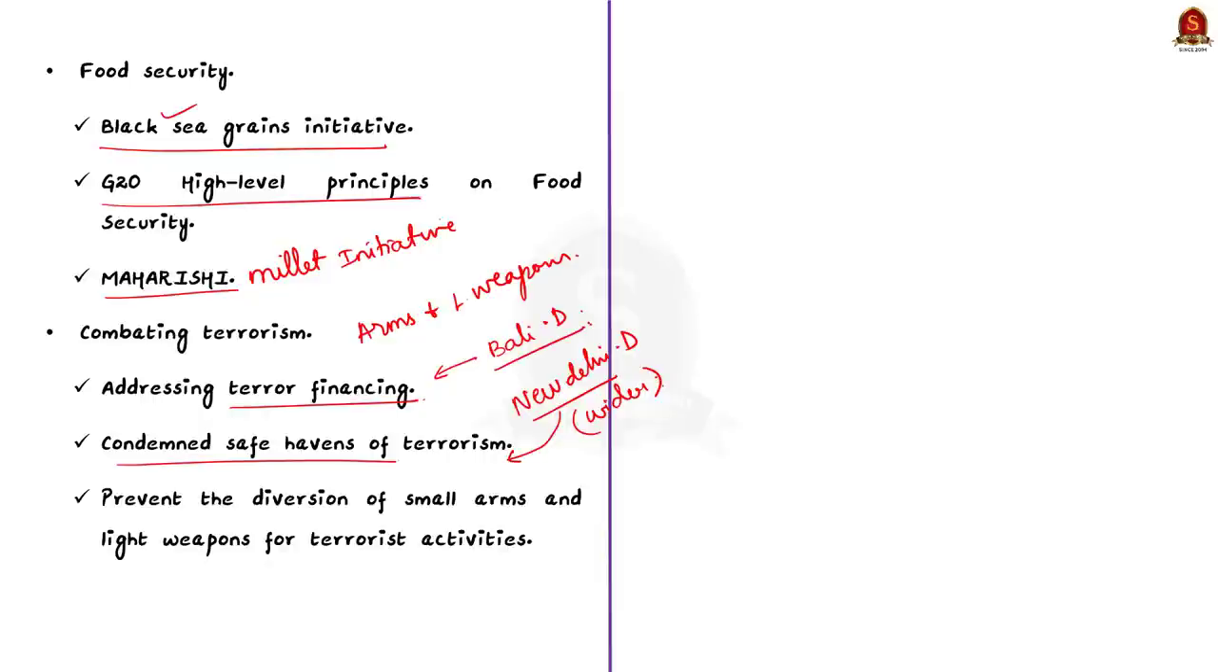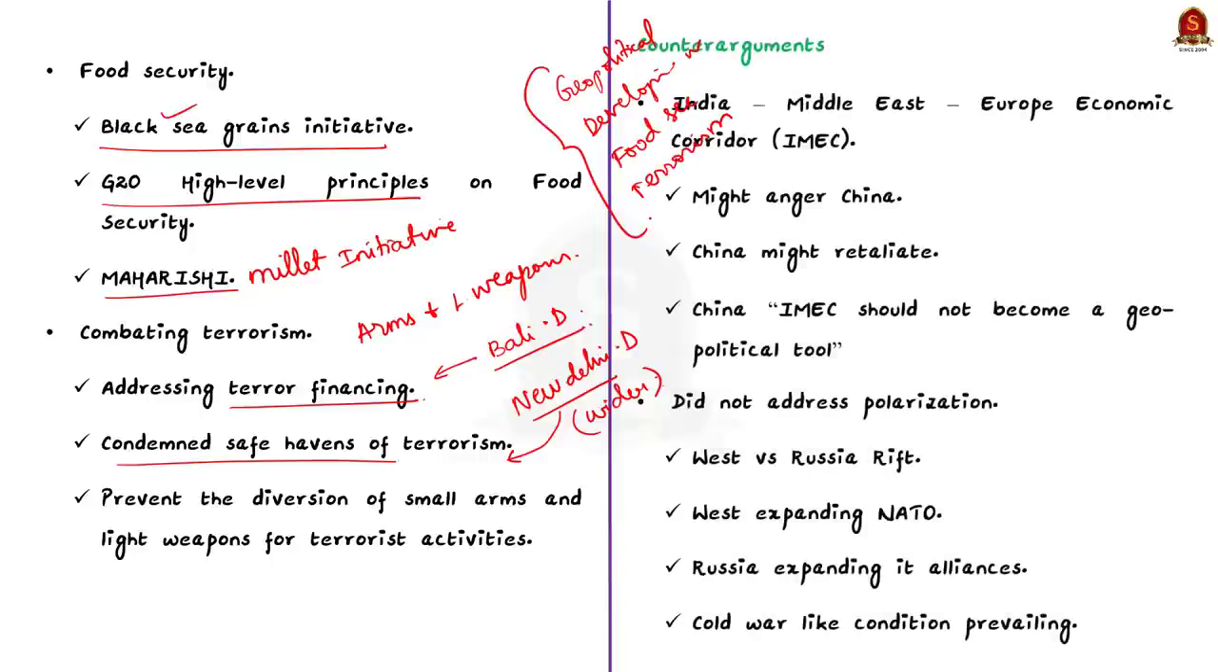So clearly, through the Delhi summit, India addressed all major concerns like increasing geopolitical polarization, voicing the needs of the developing world, climate change, food security and terrorism. So we can say that the Delhi G20 summit helped transform India's position in global politics. But there are some issues as well. You have to write about the issues in the second part of the answer.